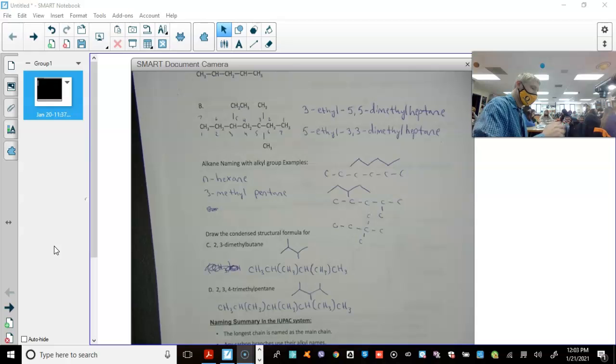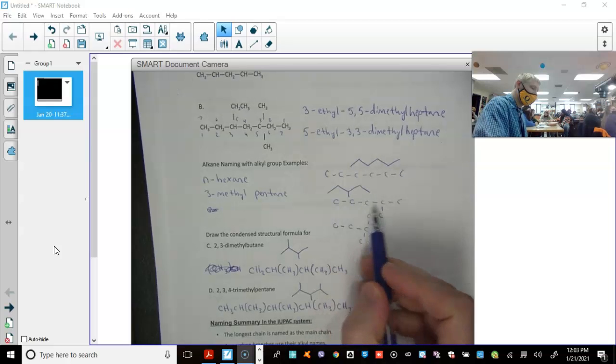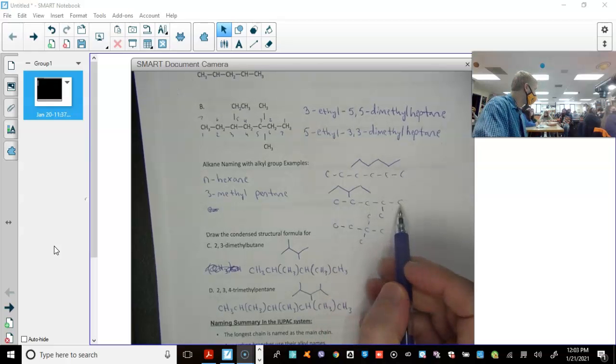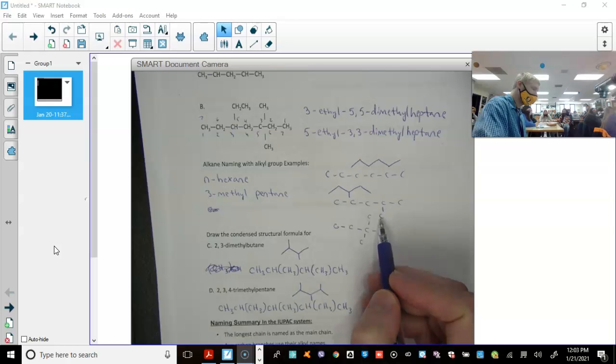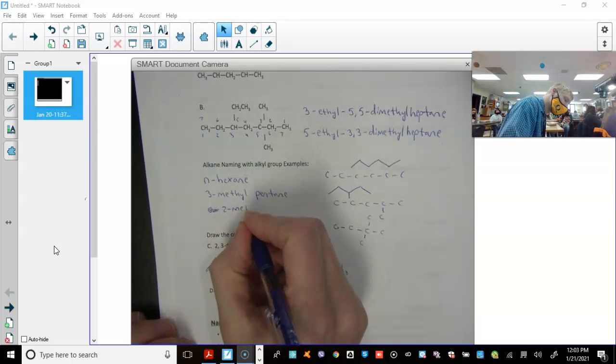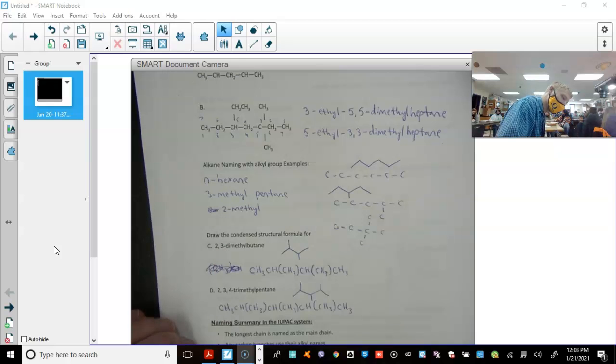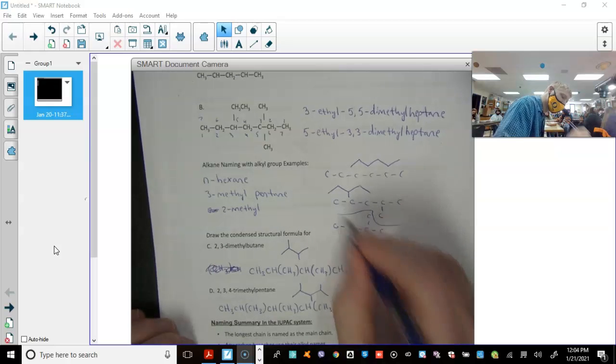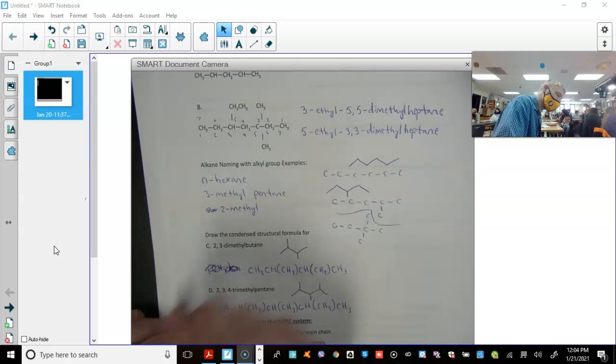All right. How about this one? We've got 1, 2, 3, 4, 5. So this is pentane. And the methyl group is on 2. So 2-methyl. Sorry, these are supposed to be connected here. 2-methylpentane.